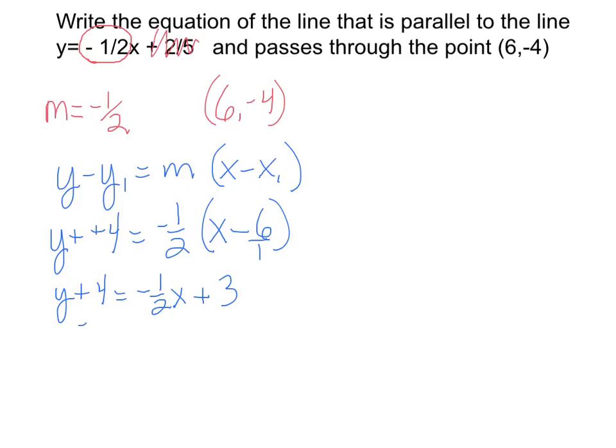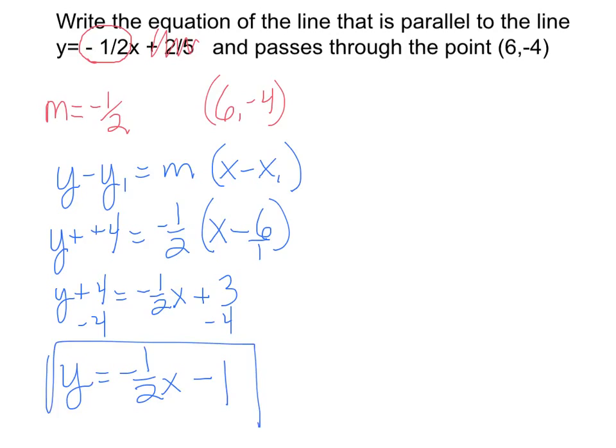All right, then move your 4 to the other side, and your equation is y equals -1/2 x minus 1. Notice that your equation has absolutely nothing to do with this 2/5 here. Try to ignore that. The only thing you're using that line for is its slope. All right, let's try another one.